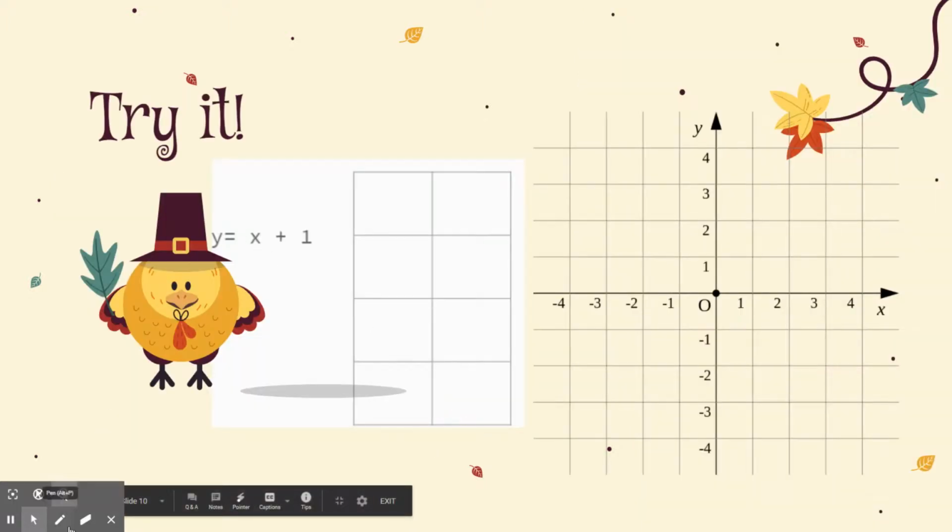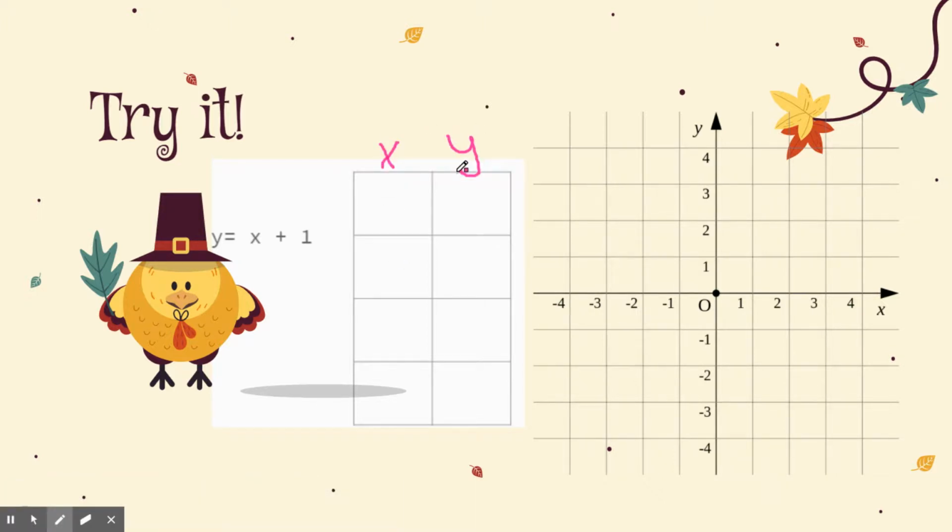All right, so our first one is x plus 1. So these are going to be my x values. These are going to be my y values. I need at least 3 points to make my graph, 4 to be really solid. Here's the points I'm going to pick: -1, 0, 1, and 2.